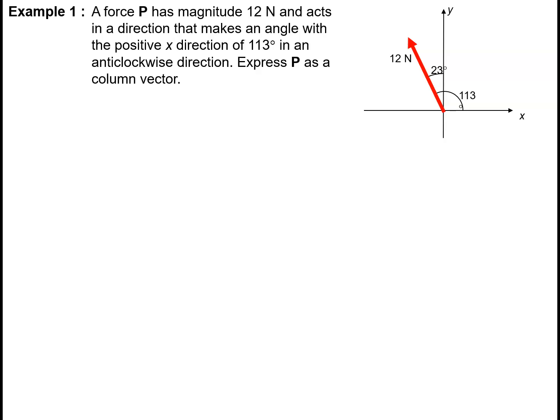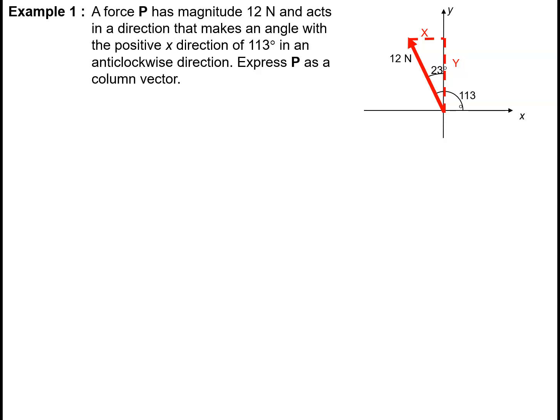So now let's consider a force P, which has magnitude 12 newtons and acts in a direction that makes an angle with the positive x direction of 113 degrees in an anticlockwise direction, as shown in the diagram. Let's express this force as a column vector. Again we're going to create a right-angled triangle, but in this case we have to use an acute angle, which will be that 23 degrees from the y-axis round to the force. So there's my right-angled triangle.